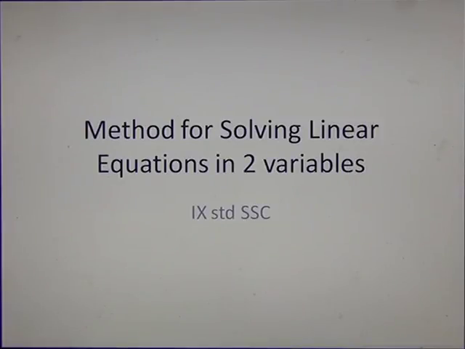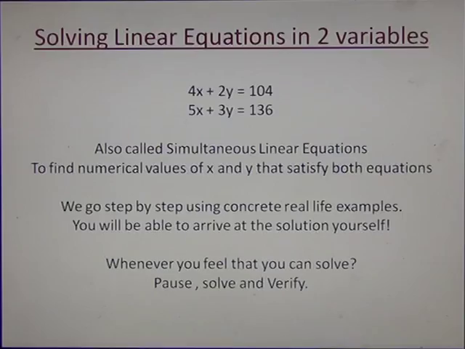What we are going to do today is together we are going to discover a method for solving linear equations in two variables. So we'll take an example: 4x + 2y = 104 and 5x + 3y = 136. These are also called simultaneous equations, simultaneous linear equations, and we have to find the numerical values of x and y that satisfy both these equations.